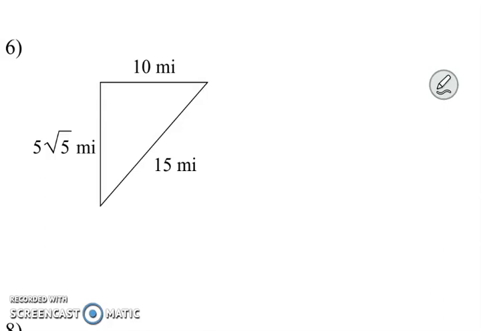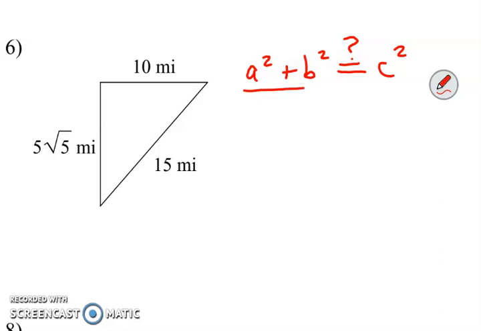In number 6, we're trying to figure out, is this a right or an acute or obtuse triangle? And the way that we're doing that is by using the Pythagorean theorem and setting it up as if we know for sure that a squared plus b squared really is equal to c squared. But we don't know that for sure.